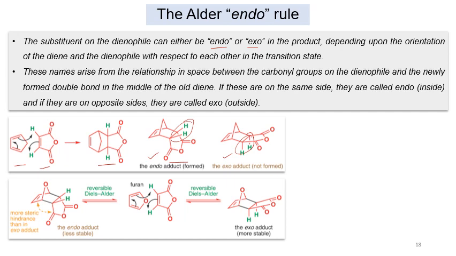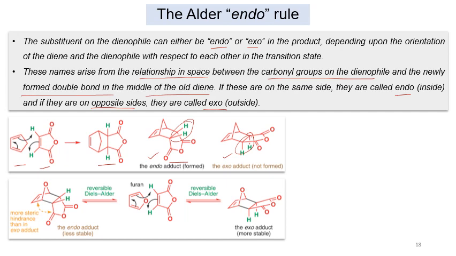How do these names arise? These names arise from the relationship in space between the carbonyl groups on the dienophile, or electron withdrawing groups on the dienophile, and the newly formed double bond in the middle of the old diene. If these are on the same side, then these are called endo. And if they are on opposite sides, they are called exo. Okay.